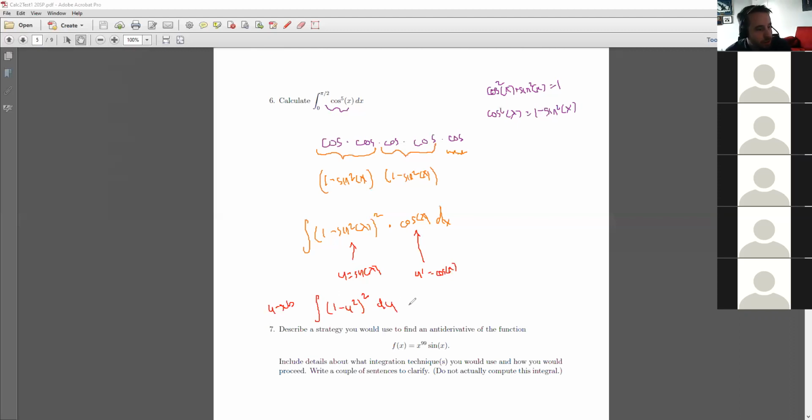Right? And though that looks a little challenging, we could explicitly compute 1 minus something quantity squared. That could become 1 minus 2u squared plus u to the fourth du, right? So we could just FOIL out this expression here.